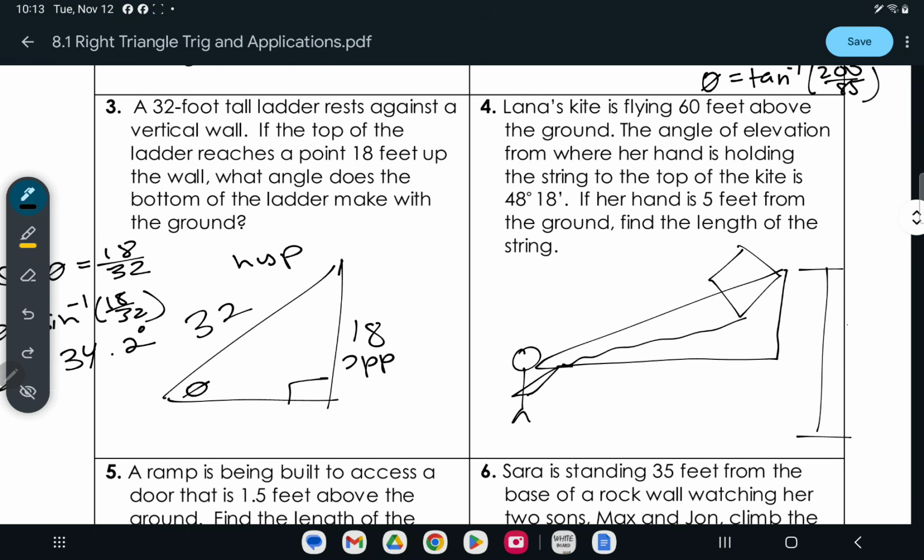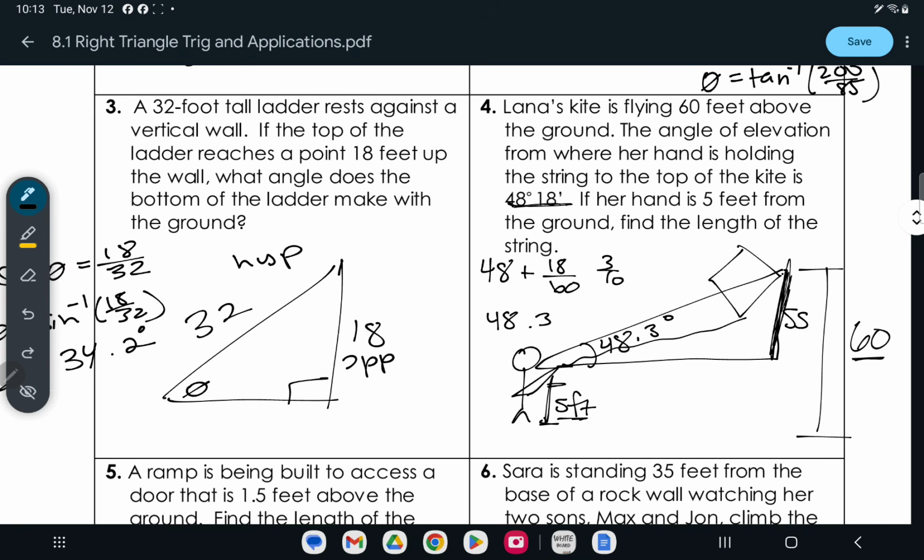So my kite is 60 feet above the ground. Well, her hand from here to here is 5 feet. So really, and this is not drawn to scale, but this right here is really 55. So that's 60 minus 5. The angle of elevation is 48 degrees 18 minutes. So that's 48 plus 18 over 60, which is 0.3. If I divide both by 6, that's 3/10. Yep, so 0.3. So 48.3 degrees.